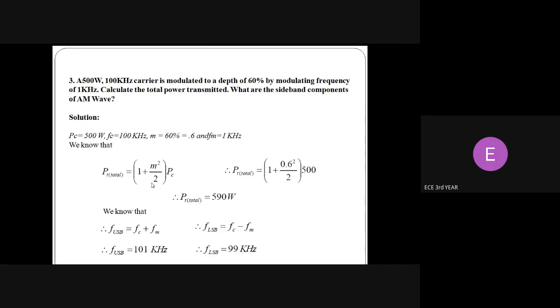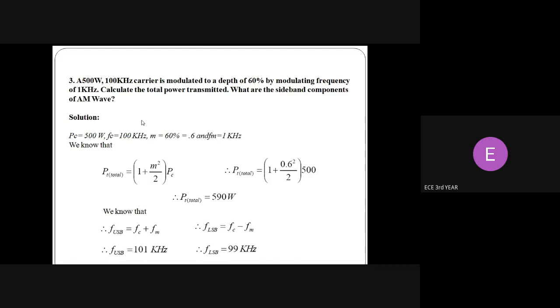Next we can see another problem. Here we want to see the sideband components of the AM wave, the LSB and USB. If we modulate the signal, there will be a central carrier signal and additional components at FC plus FM and FC minus FM. FC minus FM is known as the FLSB, and FC plus FM is the FUSB.